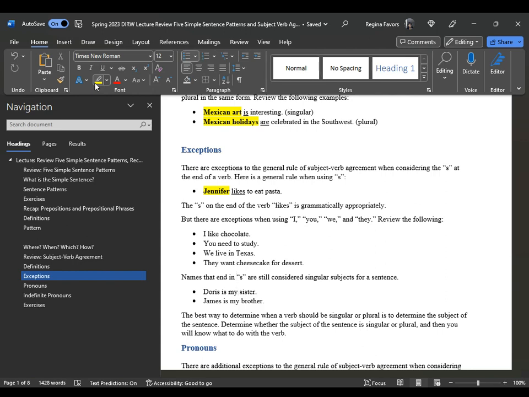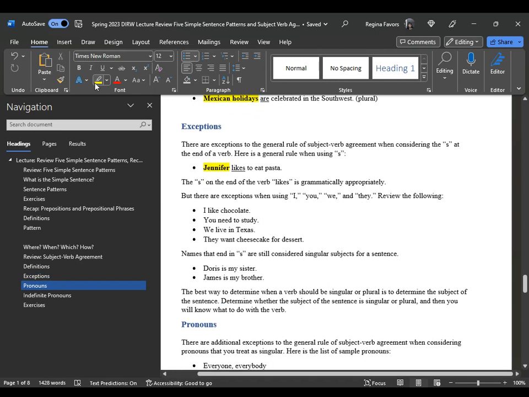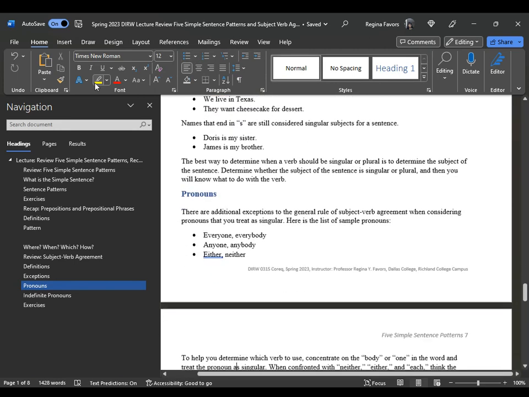Names that end in S are still considered singular subjects for a sentence. So Doris is my sister, James is my brother. The best way to determine when a verb should be singular or plural is to determine the subject of the sentence, determine whether the subject of the sentence is singular or plural, and then you will know what to do with the verb.